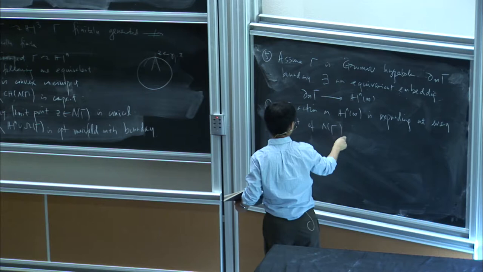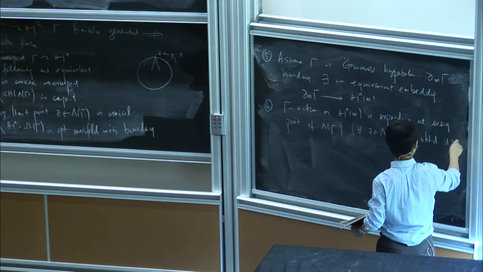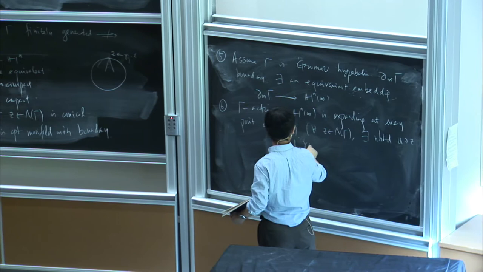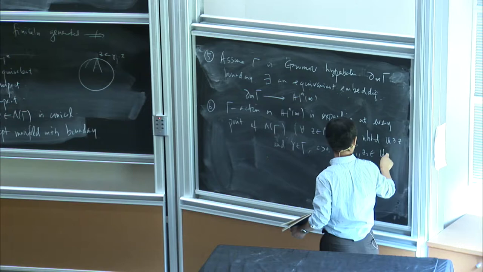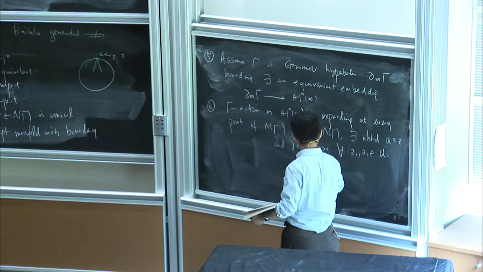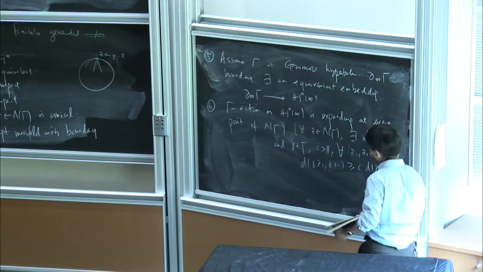This means for every limit point, there exists a neighborhood U containing Z in the boundary, and some non-trivial element in gamma, and some C positive, such that for every two points Z1, Z2 in the neighborhood, the distance between them is bigger or equal than C. Oh, C is bigger than 1. D, Z1, Z2, yeah. So that's the dynamics. So near every such limit point, this element expands.